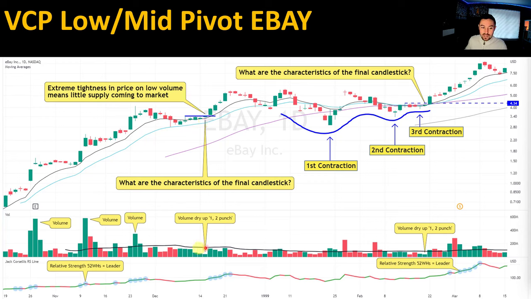Look how the volume dries up. You get that 1-2 punch, really tight bar before it goes again. So this tightness in price, low relative volume, really key to look for. Now this is more of your classic mid to low pivot. I would say it's more of a mid pivot.